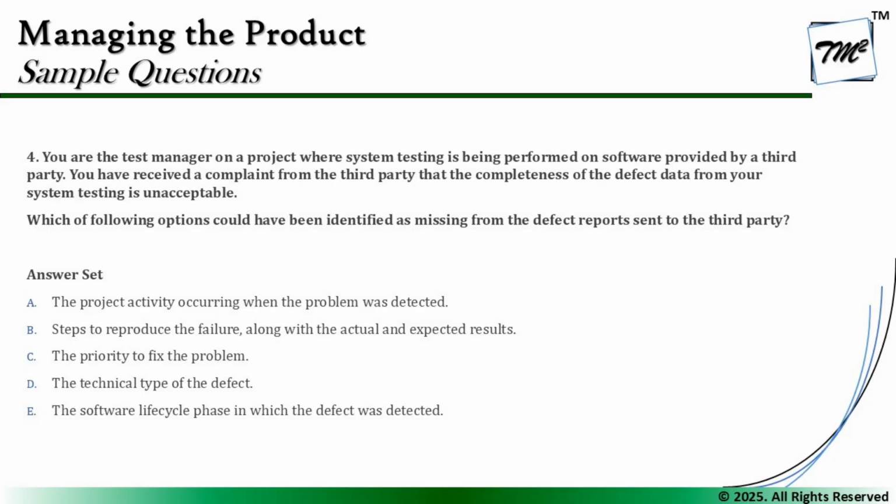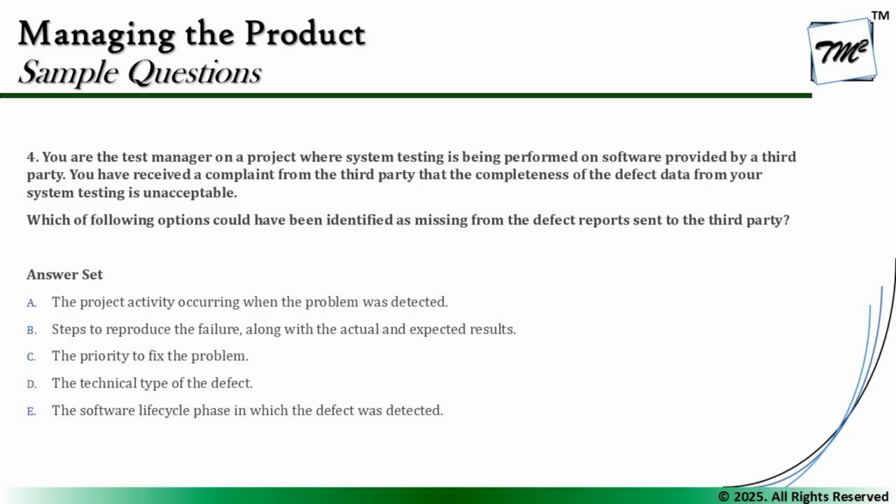So option A says the project activity. Hold on. Project activity, we just told you that system testing is happening. So we know that. So that's not something which is missing. B, steps to reproduce the failure along with the actual and expected result. That's the critical information for anyone to reproduce a defect. So be it third party or internal, I need to supply that information. So that's crucial.